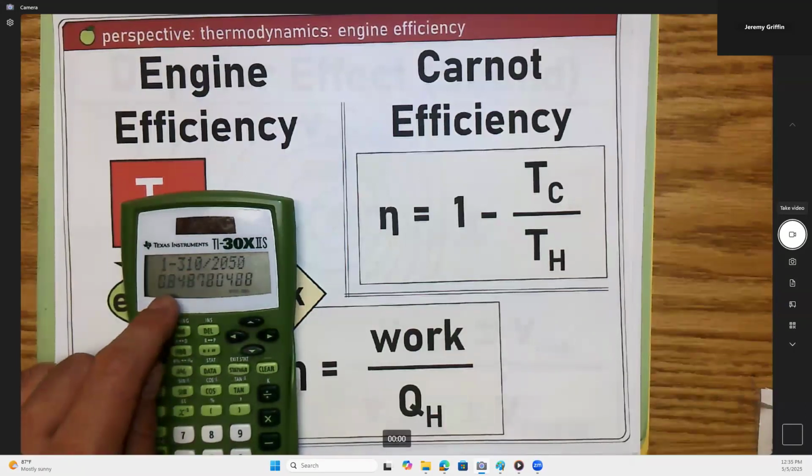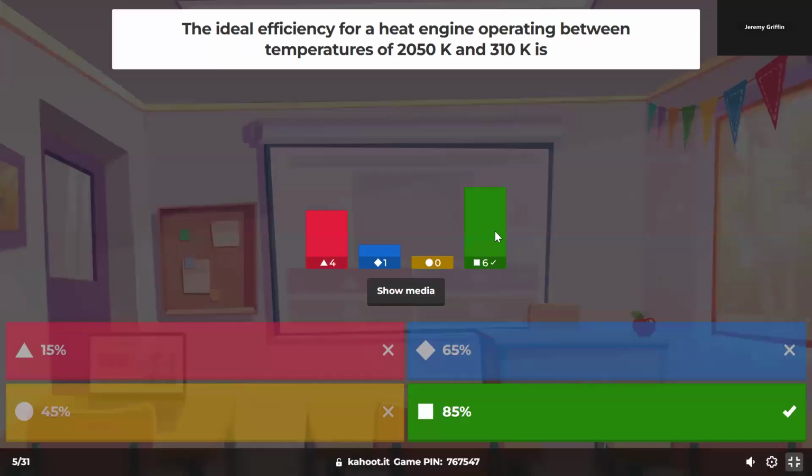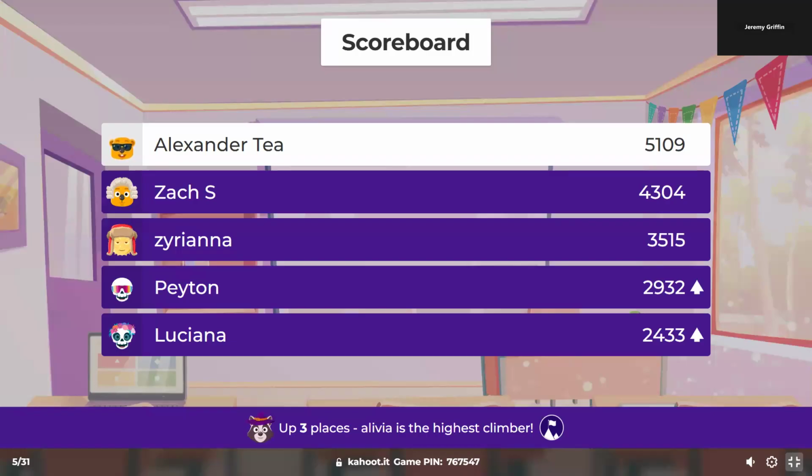What is this? 0.8487. Does that round to 0.85? Does that mean 85%? So you can get up to 85% efficiency with those two sinks right there. All right, we got Luciana, Peyton, Zariana, Zach, Alexander.